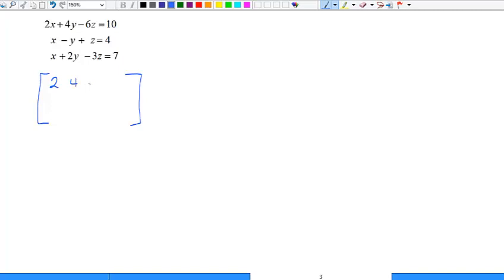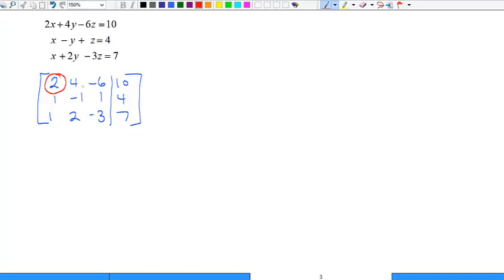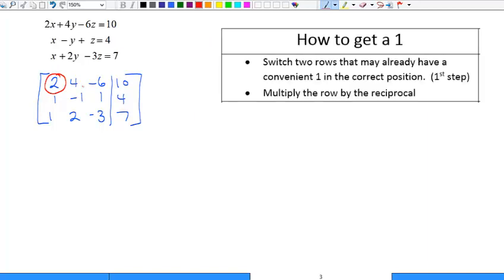So we have our augmented matrix, which in this case is going to be 2, 4, negative 6, 10, 1, negative 1, 1, and 4, 1, 2, negative 3, and 7. So my first step is to try to get a 1 in the upper left-hand corner. One easy way of doing this is to switch two rows so that a convenient 1 is in the right position. So I am going to just take row 1 and interchange it with row 2.